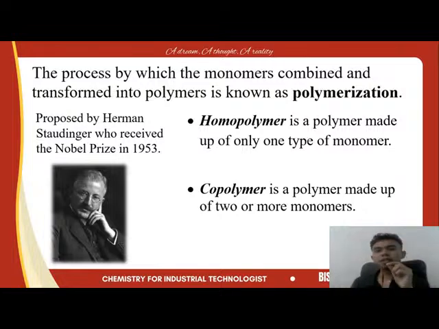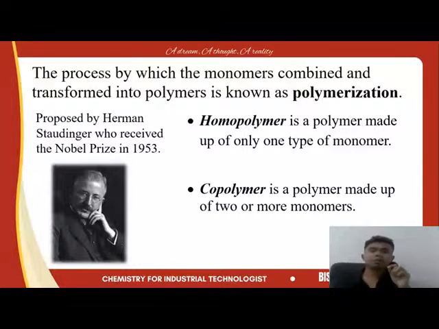So let's talk first about the homopolymer. So homopolymer is a polymer made up of only one type of monomer. So you just need to remember this phrase, only one type. Okay, so that's the only thing that you will remember for homopolymer, only one type of monomer. It comes from the prefix homo, which means one. Okay, again for homopolymer, one.